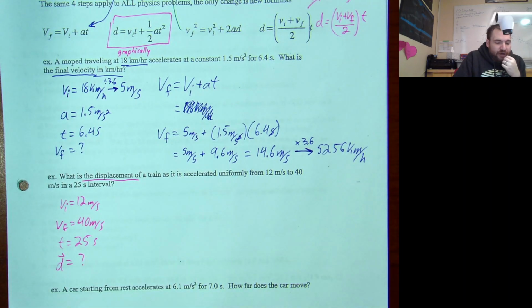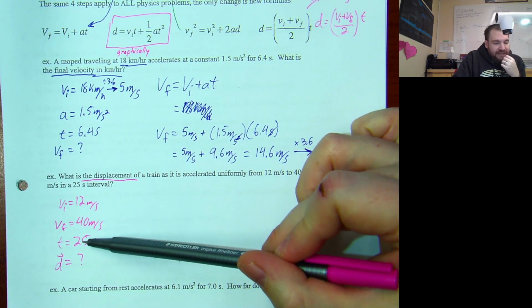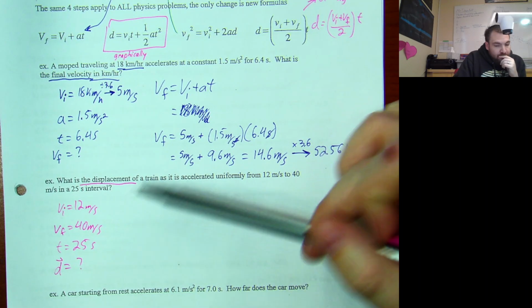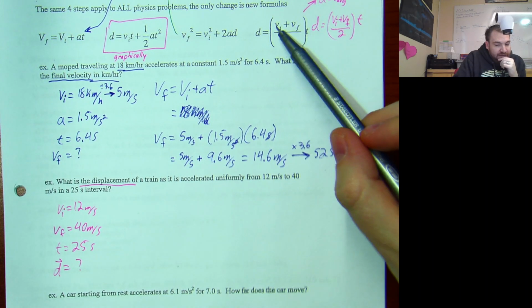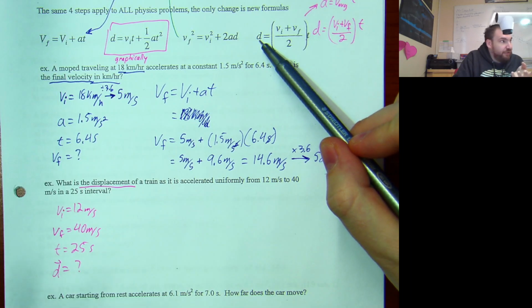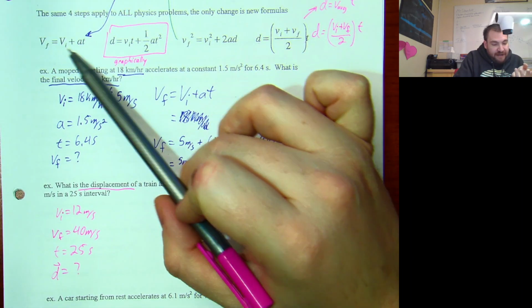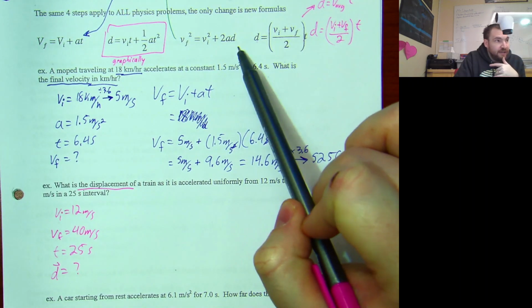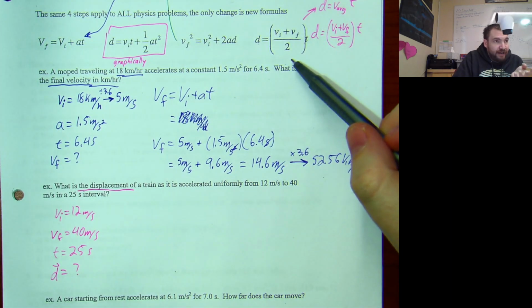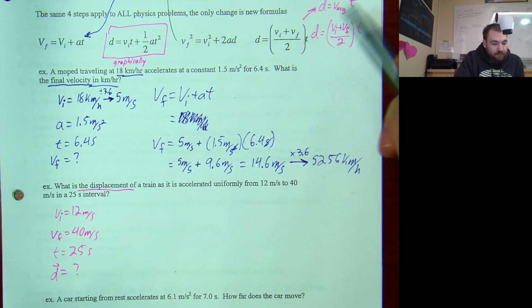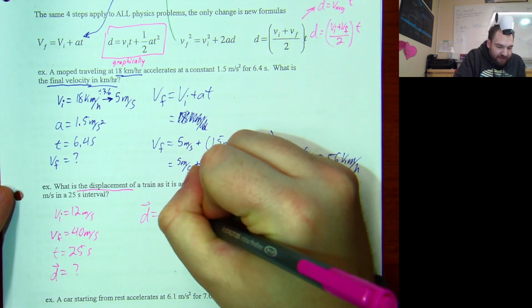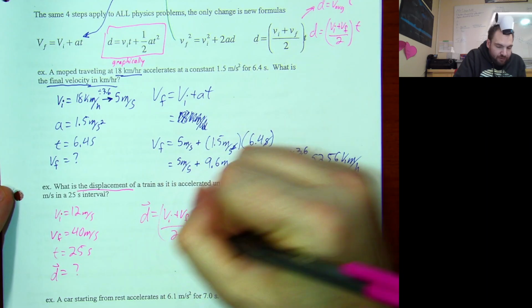So which kinematic equation relates VI, VF, T, and D? None of the other three do that. This one is VF, VI, A, and T. This one's D, VI, T, and A. This one's VF, VI, A, and D. So we have to use the one that I don't like. So we're going to have D equals (VI plus VF) over 2 times T.